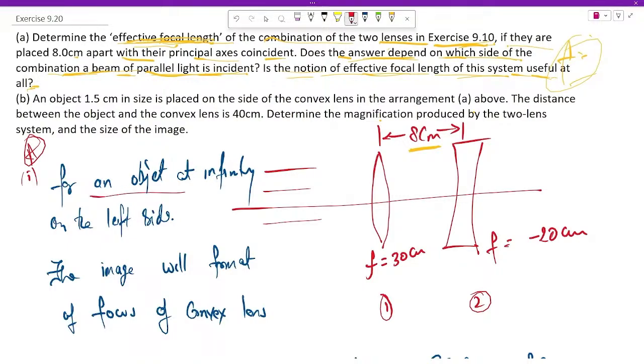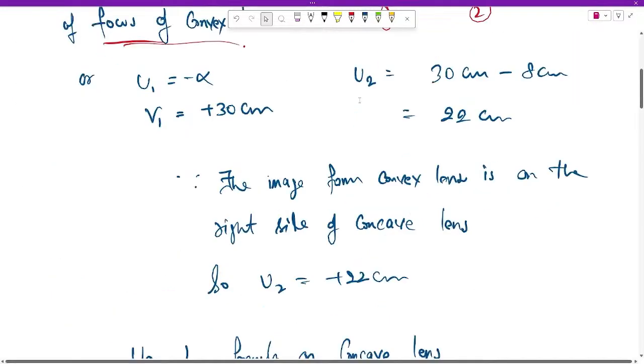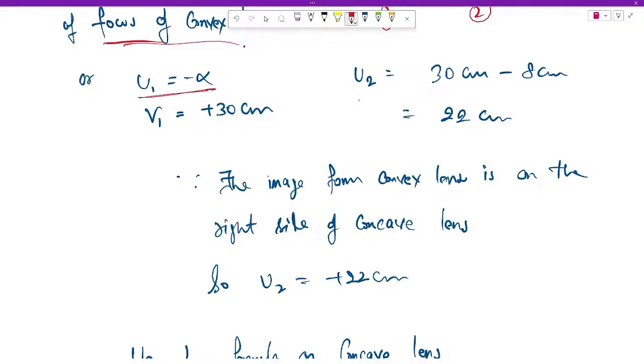For an object at infinity on the left hand side, the image will form at the focus of the convex lens. Since we have been given the focal length of 30 centimeter, the distance of the image for this lens would be v equals 30 centimeter. As u1 is infinity for the convex lens, that is the first lens, we can say that v1 equals 30 centimeter, and u2 here represents the object distance for the concave lens, that is the second lens.